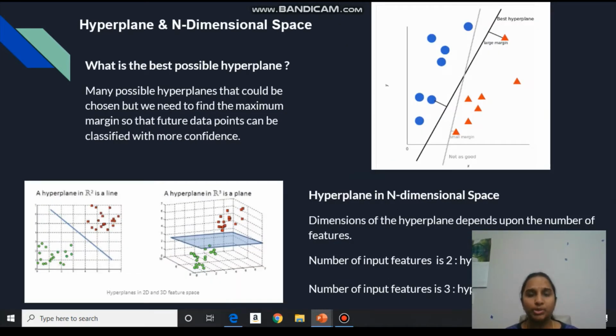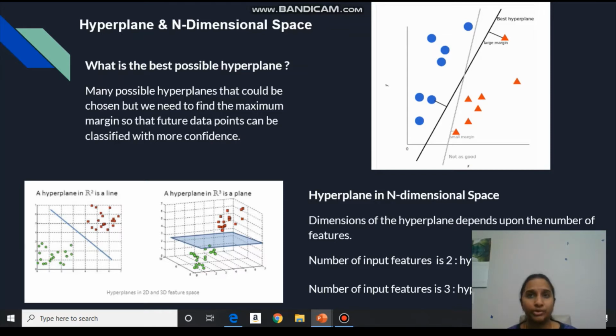There are many possible hyperplanes. What is the best possible hyperplane? To separate the two classes of data points, there are many possible hyperplanes that could be chosen. Our objective is to find a plane that has the maximum margin, that is, the maximum distance between data points of both classes. Maximizing the margin distance provides some reinforcement so that future data points can be classified with more confidence. Let's move on to the hyperplane in n-dimensional space.